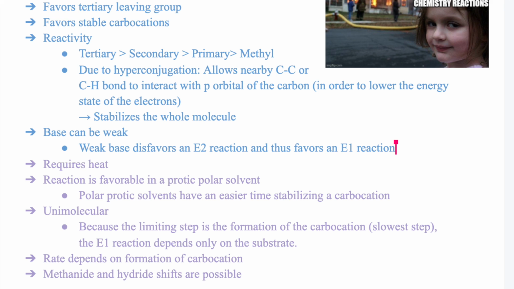To add on, in order for an E1 reaction to occur, it requires heat. Also, the reaction is favorable in a polar protic solvent, because polar protic solvents have an easier time stabilizing a carbocation. The E1 reaction is unimolecular because the limiting step is the formation of the carbocation. That's the slowest step, and the E1 reaction depends only on the substrate. Also, methanide and hydride shifts are possible during the E1 reaction.